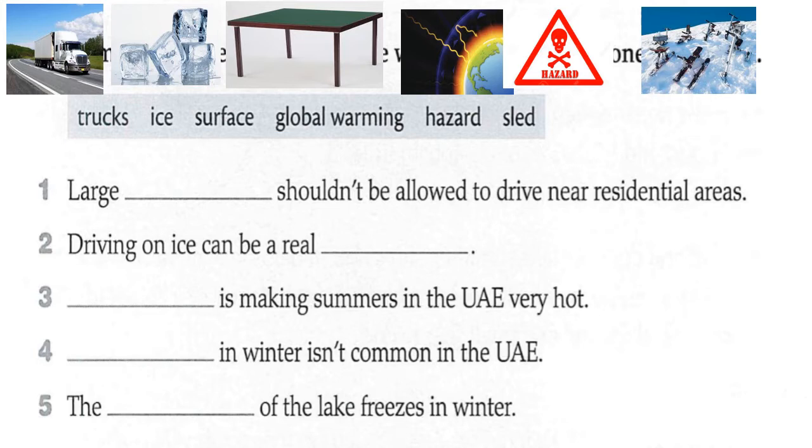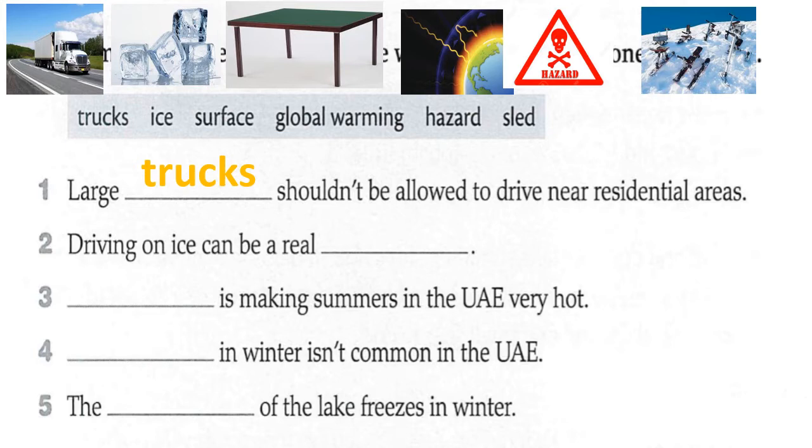Number 1. Large something shouldn't be allowed to drive near residential areas. Residential areas means areas that have a lot of people living there. So something shouldn't be allowed to drive near it. Yes, trucks.